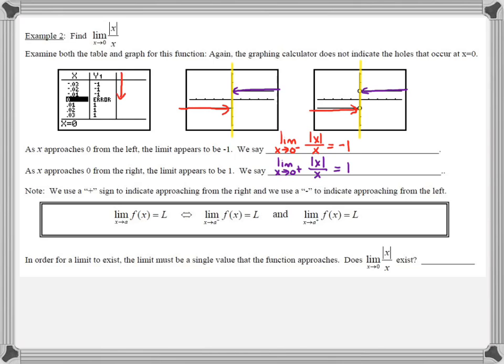Since both sides approach different numbers, the limit does not exist because, look at this limit statement. In order for the limit to exist, the left-hand limit, the limit from the left, and the limit from the right have to both equal in order for this to exist. So left has to equal right in order for the whole limit to exist. So does this limit exist? No.